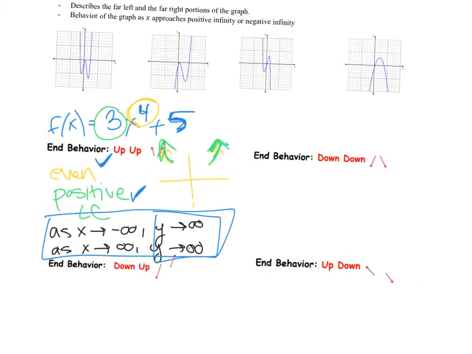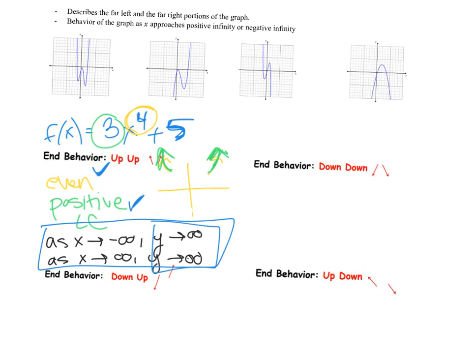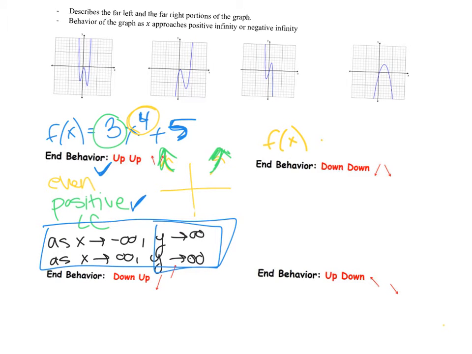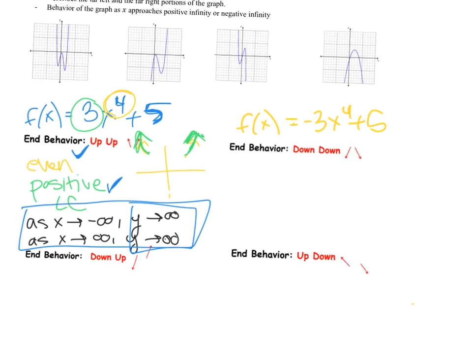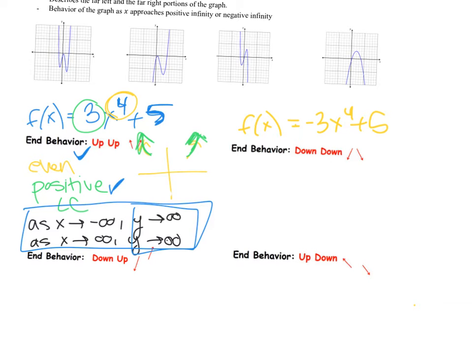Now what happens if I had changed that to a -3? So let's say this was f of x equals -3x to the fourth plus 5. Well, we still know that they're going to be headed in the same direction, right? They're still going to be symmetrical at the end. The middle might not be symmetrical, but the ends will. And it's going to open down because of the leading coefficient. My a value is negative. That means there's a reflection in there, so it's going to flip.